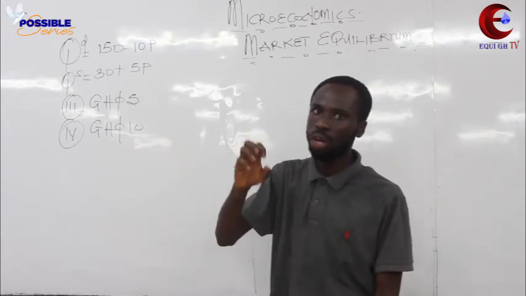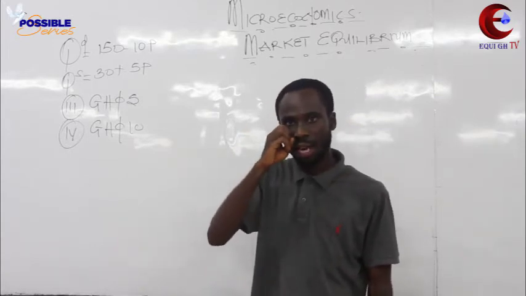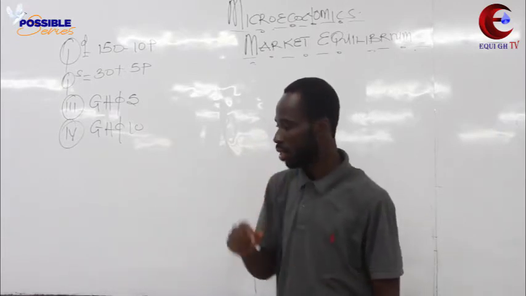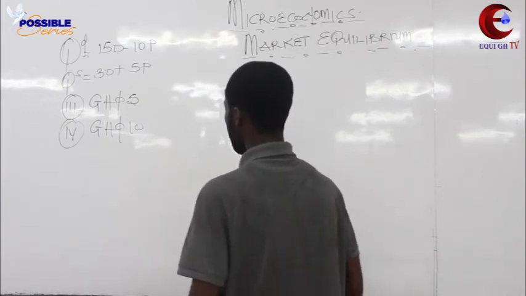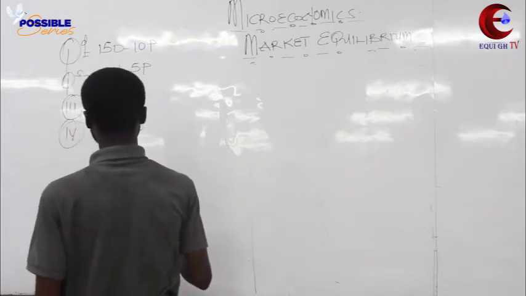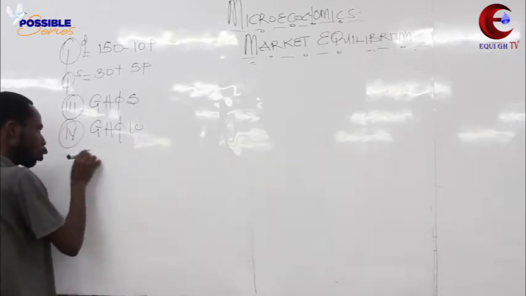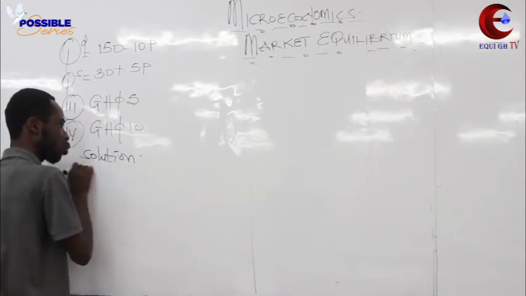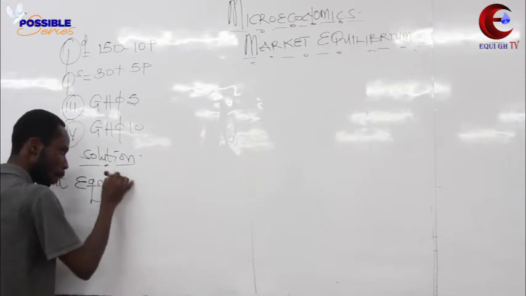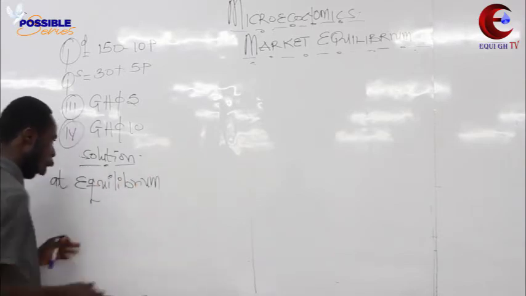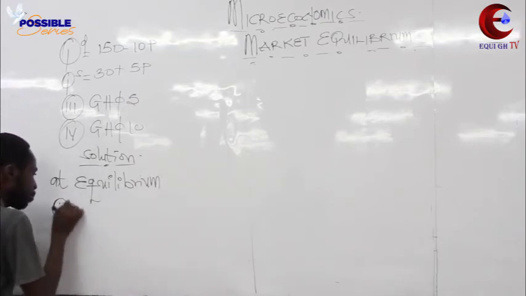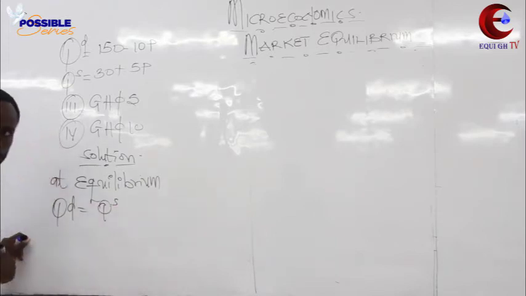First question says that we have to calculate for the market clearing price and quantity, which is the same as equilibrium price and equilibrium quantity. We have our quantity demanded and quantity supply. Now, if you want to get full marks, always start with this phrase: at equilibrium, quantity demand is equal to quantity supply.